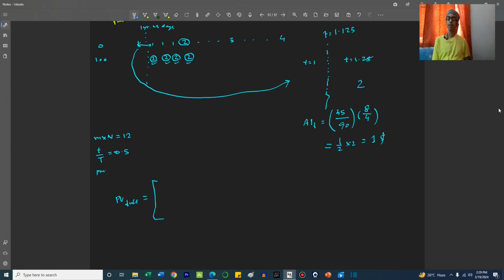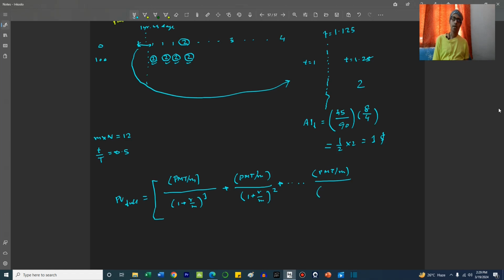Here PMT by M by 1 plus R by M to the power 1 plus PMT by M by 1 plus R by M to the power 2 plus ... PMT by M divided by 1 plus R by M to the power 1, 2, 3, 4, 5, 6, 7, 8, 9, 10, 11, 12. 12, right?